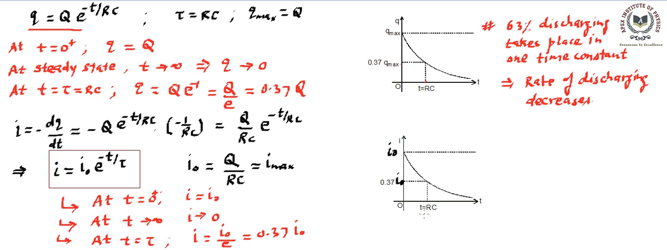And at this popular quantum of time, which is t equal to 1 tau, RC, the value comes out to be 0.37 I naught. That says after one time constant, the current in the circuit is 37% of the maximum. So how much has the current decreased? Again 63% decrease has taken place. That means we can say the rate of decrease of current is also faster initially and decreases over time.